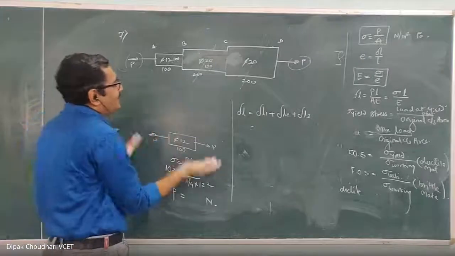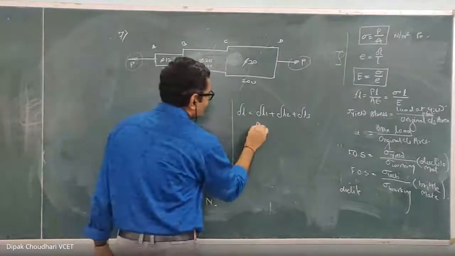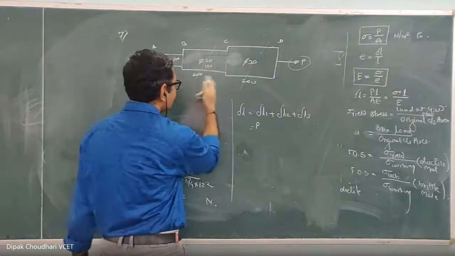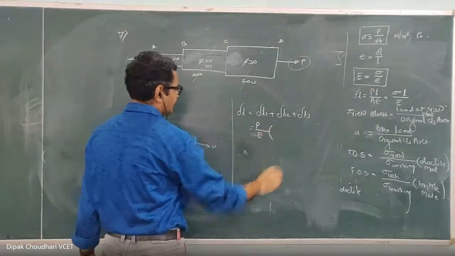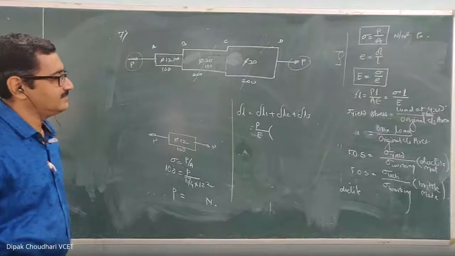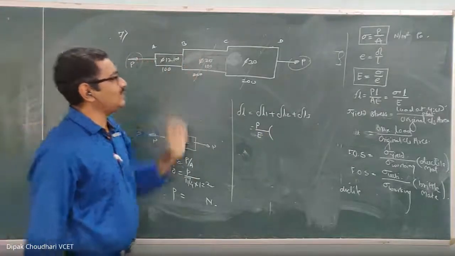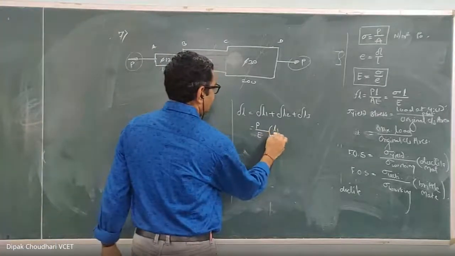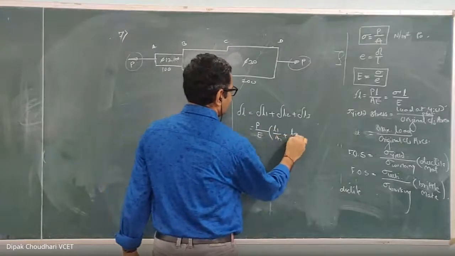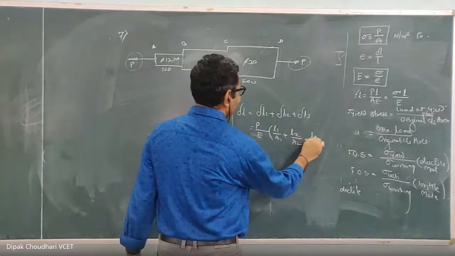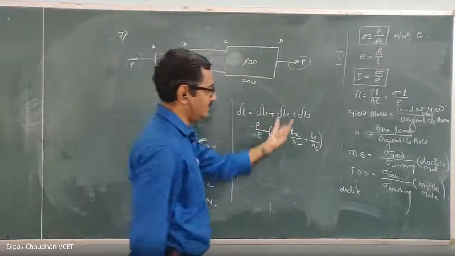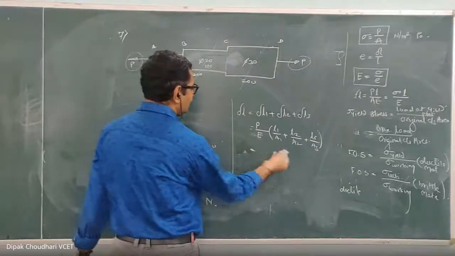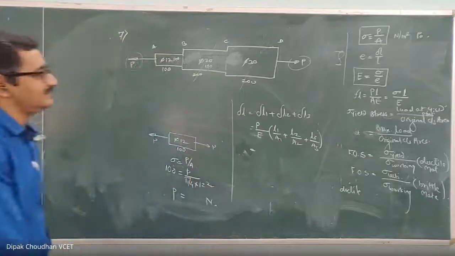Now in all the three parts, P is constant, L varies, A varies, and E is constant, 2 into 10 raised to 5, which is given. P and E are the same for all the three. So delta L equals P upon E times L1 upon A1 plus L2 upon A2 plus L3 upon A3. Have you understood this? Or write it separately and calculate it, substitute the values and get the answer. You will get the delta L.